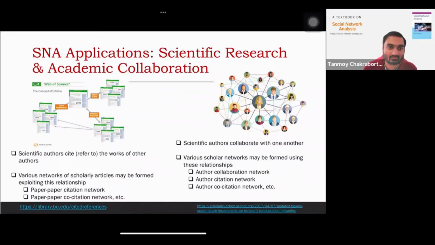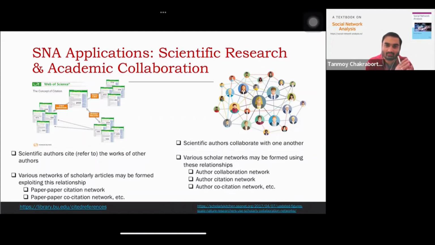Another very important application of social network analysis is to understand how science evolves, how research evolves over time. So we all know that when we write a scientific paper, we cite other papers. So you can clearly see a directed link from citing paper to cited paper. This is called a citation network between papers. Similarly, when researchers collaborate, you can also model it as a network. It is called a collaboration network, where nodes are researchers and two researchers can be connected if they have collaborated before in any project or any paper.